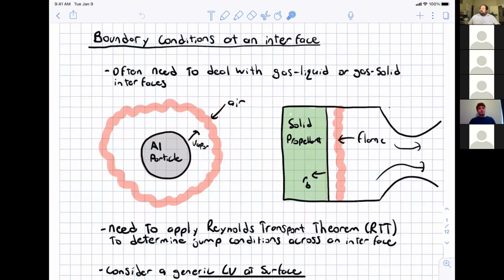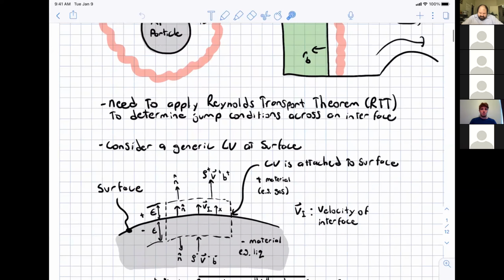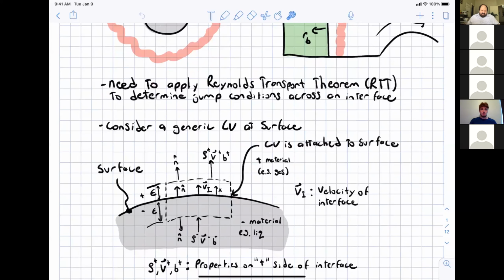Okay, and to apply these boundary conditions, we apply the RTT, the Reynolds transport theorem, to derive either boundary conditions on one side or the other of the surface, or jump conditions across a surface. It'll become more clear later on what I mean by those. To derive that, we'll just go over the idea here: we consider a generic control volume at the surface.